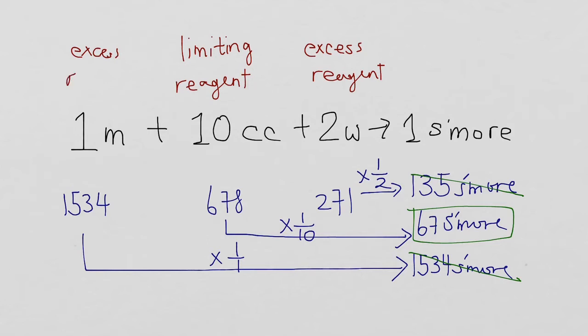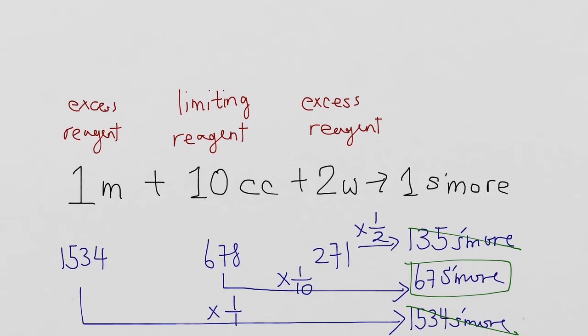So you don't always have to have 2 excess reagents. In a chemical reaction where you only have 2 reactants, one of them will be limiting, the other will be excess. Why is it called excess? Well, if you look at, let's say for example, marshmallows. We know that at the end we can only make 67 s'mores. So that means if you make 67 s'mores, you're only going to use 67 marshmallows, even though you have 1,534 marshmallows. So at the end of the reaction, you're going to have leftover marshmallows.